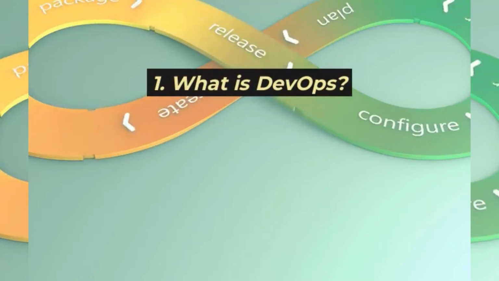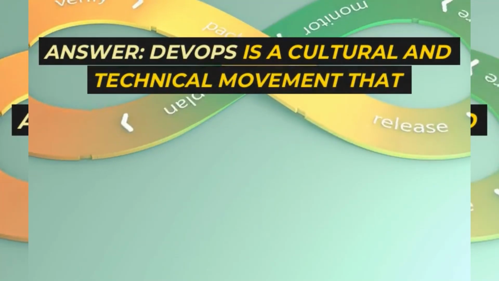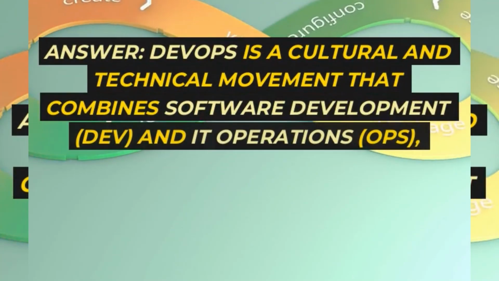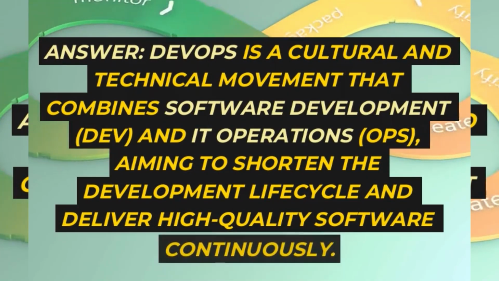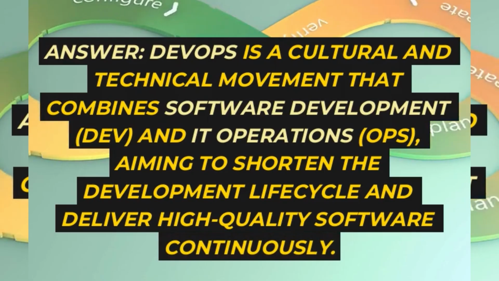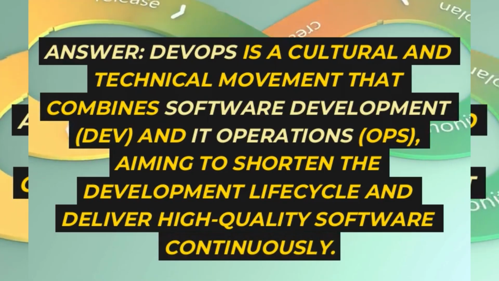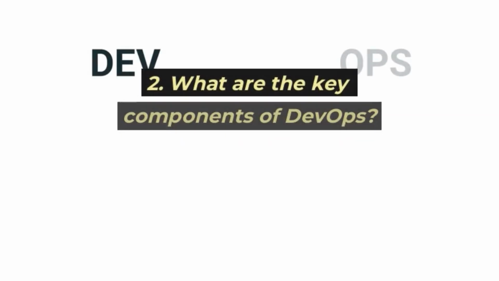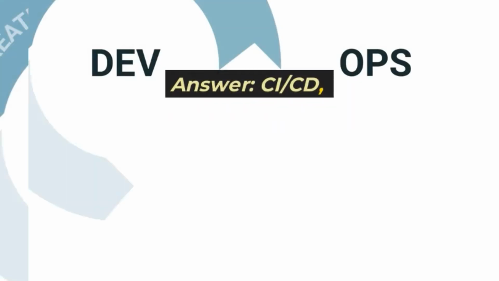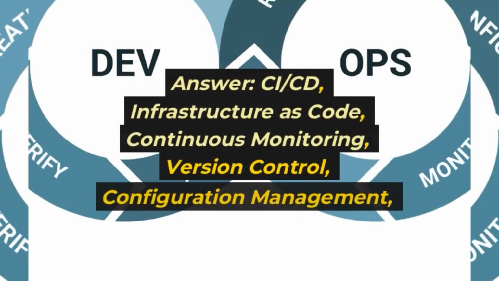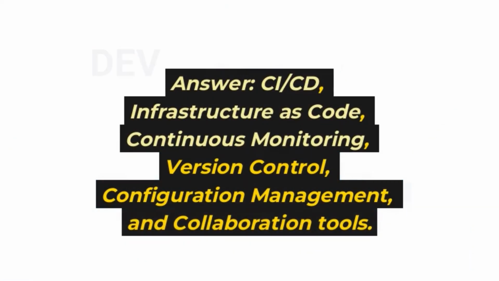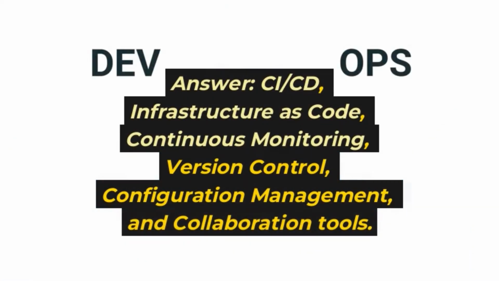1. What is DevOps? Answer. DevOps is a cultural and technical movement that combines software development (Dev) and IT operations (Ops), aiming to shorten the development lifecycle and deliver high-quality software continuously. 2. What are the key components of DevOps? Answer. CI/CD, infrastructure as code, continuous monitoring, version control, configuration management, and collaboration tools.